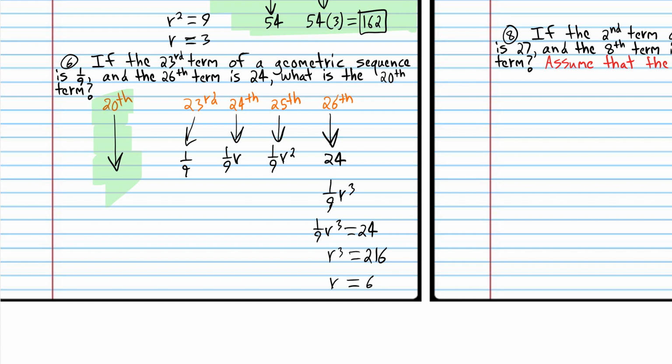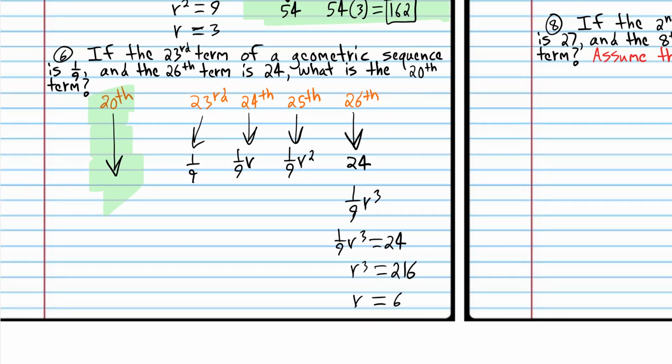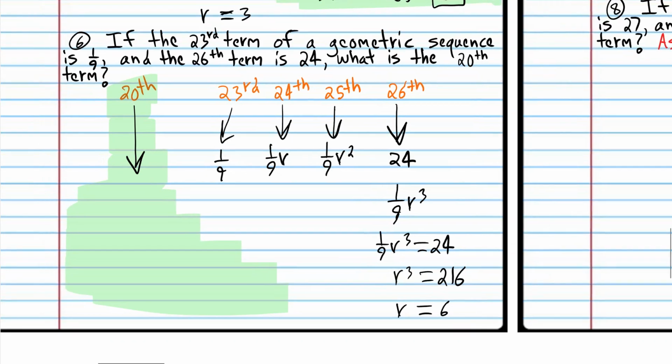If you're going from the 23rd term to the 26th, then you have a positive and still a positive for the 26th term. That means that the common ratio has to be positive, because we're starting with a positive, and if you multiply by a negative, this would be negative. Multiply by a negative, this would be positive. And multiply by a negative, this would be a negative number, but it's not, which means that the common ratio has to be positive. Okay, so we know the common ratio is 6.